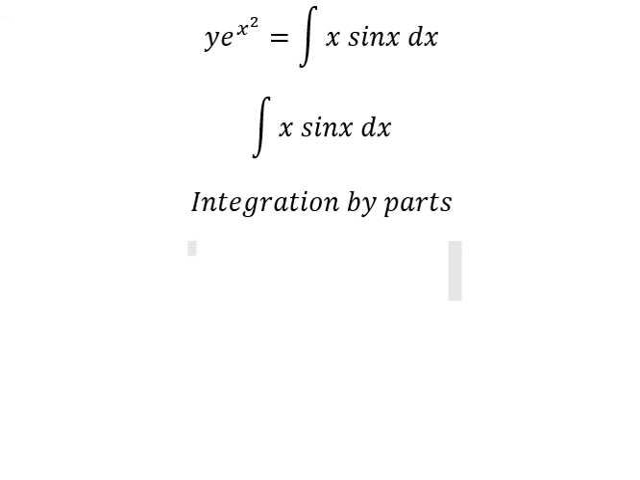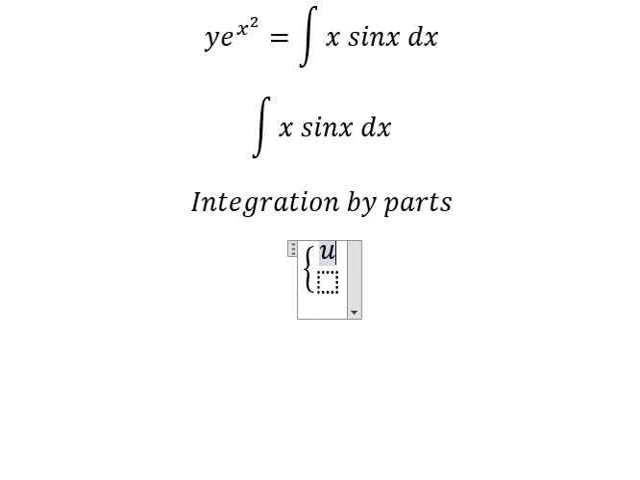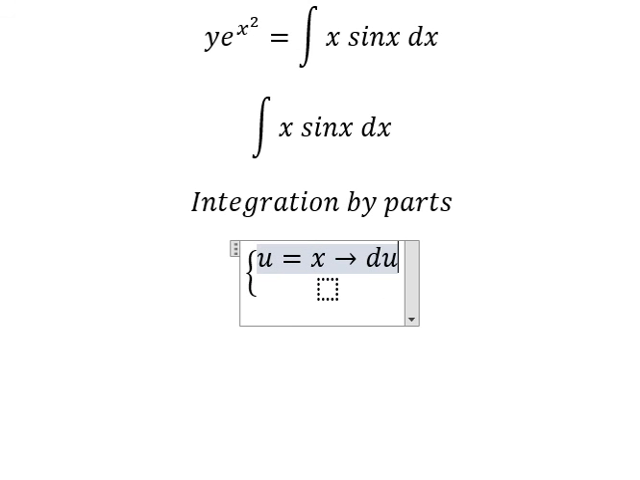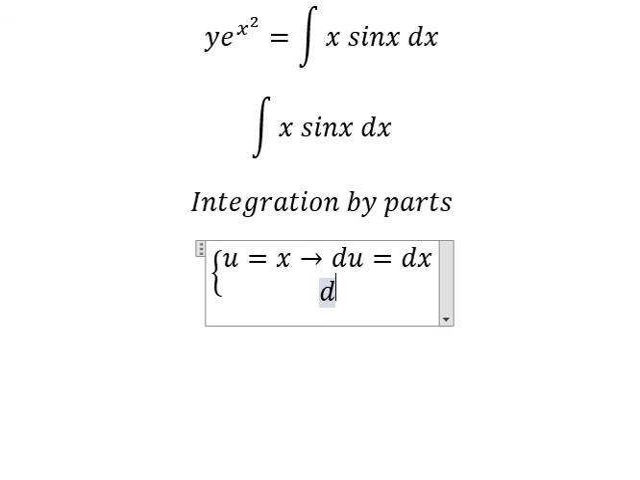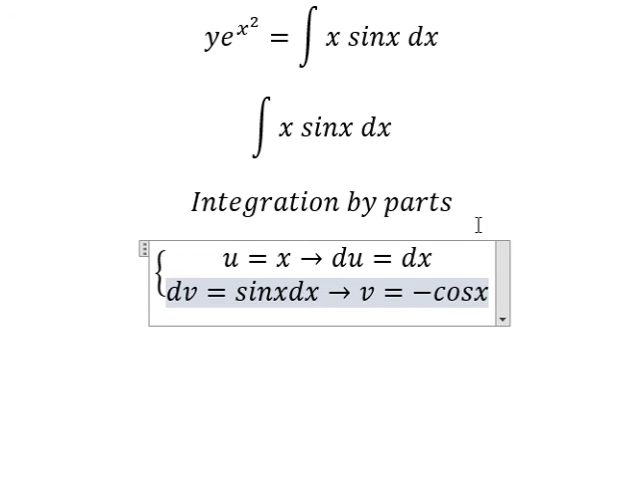So I will put u equals s. Later, we take the first derivative for both sides. dv, we have sine s ds, the integration of this one, we have v equals negative cosine s.